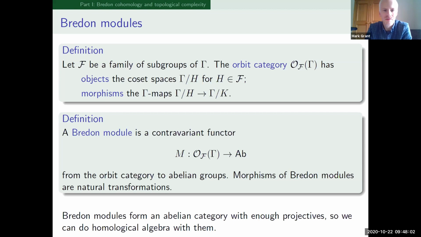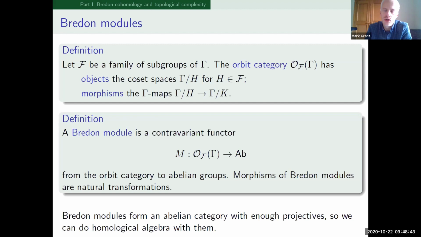Anyway, so take a family F of subgroups of a group gamma. The orbit category is the category whose objects are the orbits of an action with isotropy in F. In other words, the orbits are the coset spaces gamma mod H, where H runs over all the subgroups in the family. And the morphisms are just the gamma-equivariant maps between such things. You can be more explicit about what the morphisms are, but I don't need to do that here just to state the results.